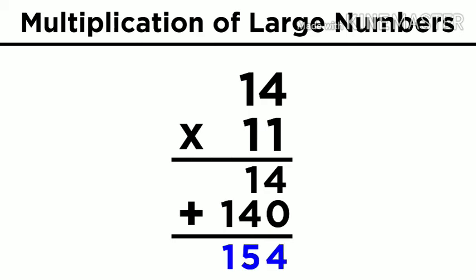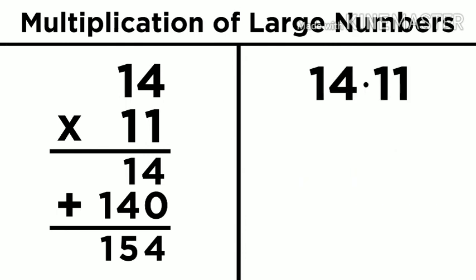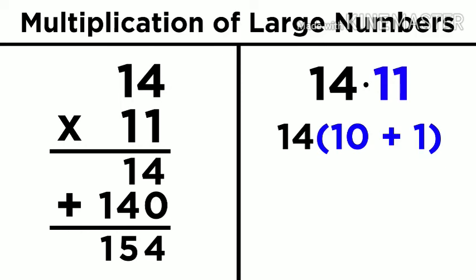This is one way to multiply these numbers together, and we should know how to use this algorithm. But there is a much faster and easier way to do this, provided that we understand the distributive property. Let's split one of these numbers up into a sum that contains numbers that are a little rounder and easier to multiply. Maybe we can split 11 up into 10 and 1. Now, instead of 14 times 11, we have 14 times (10 plus 1).